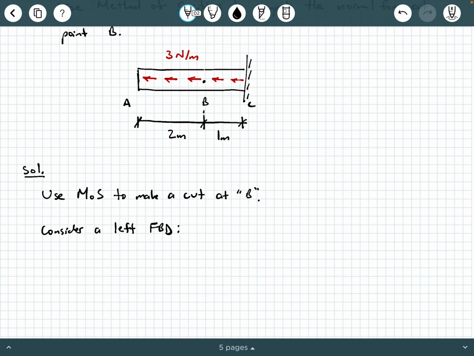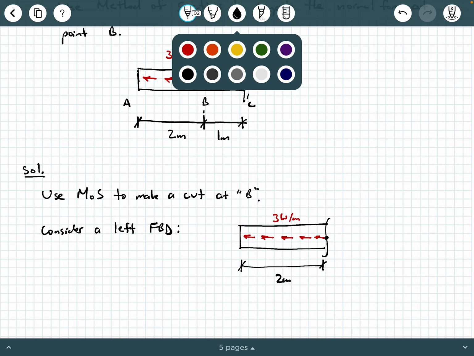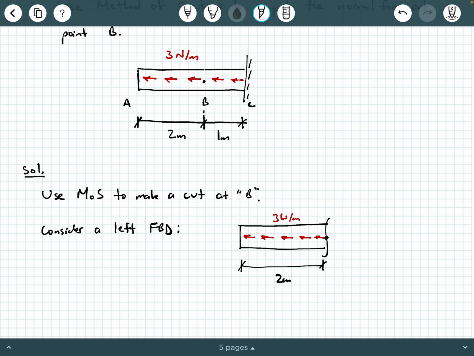So when I do that, I'm going to have my member here, and I've made my cut here. And I have my uniformly distributed axial load here. That's 3 kilonewtons per meter. And that is spread out over how many meters? Well, this is 2 meters because I've made the cut at point B, right? Here's the cut right at point B.